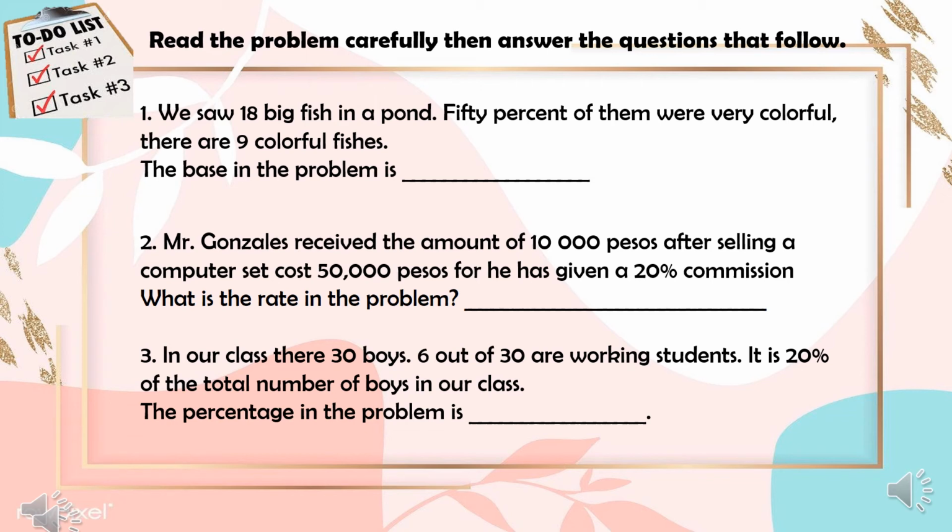And then for number 3, in our class, there are 30 boys and 6 out of 30 are working students. It is 20% of the total number of boys in our class. Okay, so let us answer number 1. This will be an example for you to answer. So the answer is 18 big fishes in a pond. So that is the base in the problem.